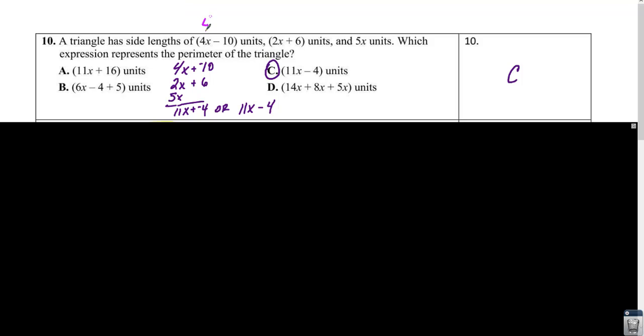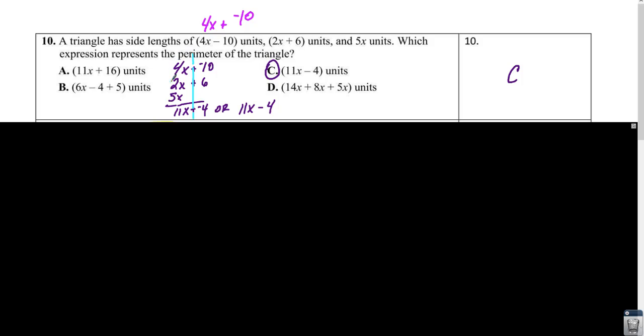First thing I did was I changed this from 4x minus 10 to 4x plus negative 10. And then I wrote down my 3 sides, 4x plus negative 10, 2x plus 6, 5x, and I added them together. And remember, on the adding together part, you can almost think of a line being drawn right there. These are the x's. They can only add to other x's. You can't put those with any of the constants. These are the ones. They can only add with other ones. You can't put those together with the x's.